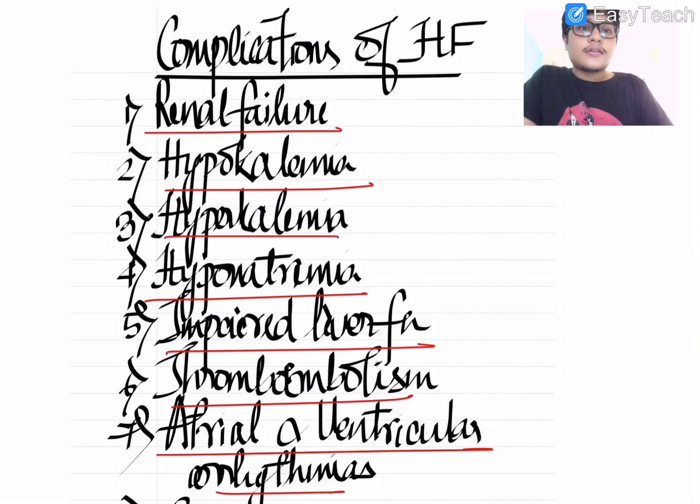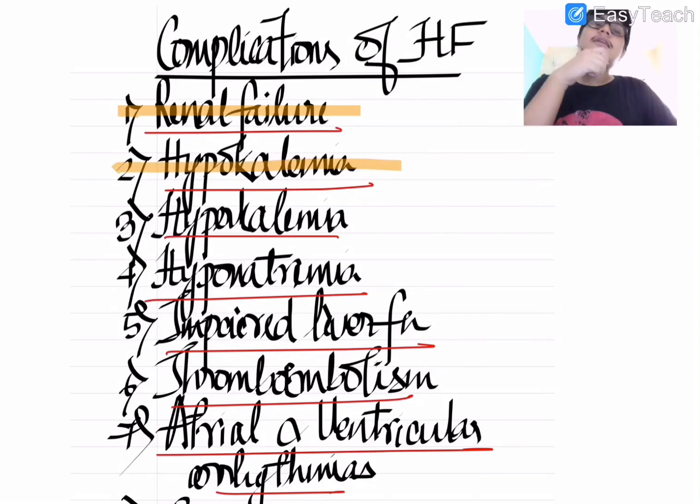So, the first complication, and which is very important, is renal failure. Now, renal failure might occur due to renal artery stenosis or due to renal hypoperfusion. Next is hypokalemia. Hypokalemia, well, you can all hazard a guess that it might be caused by the drug therapy we will be giving for the heart failure, and most commonly it is associated with diuretic therapy.